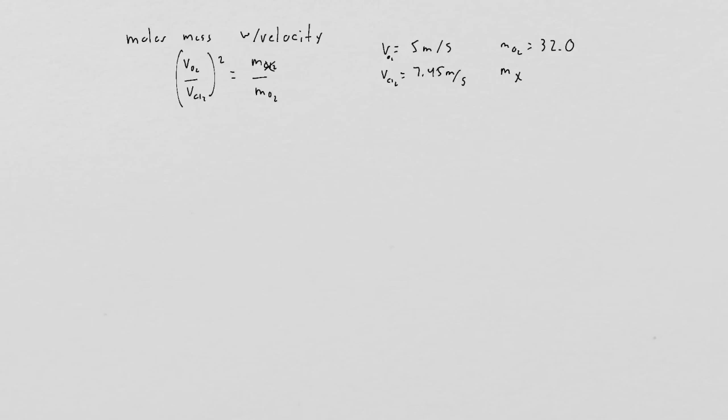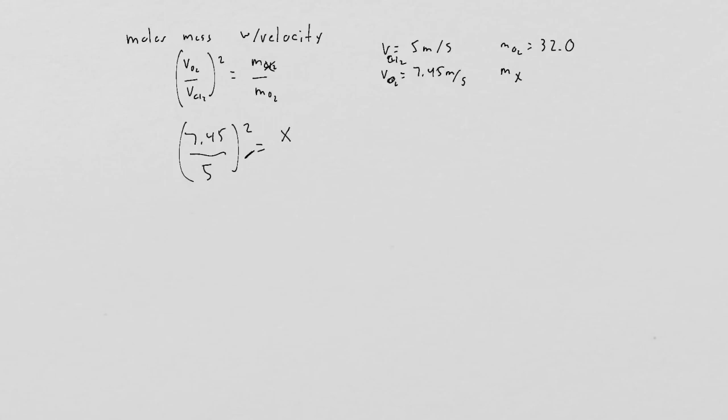Well, all you have to do is really stick the values into the equation. So I'm going to put the speed that the oxygen is traveling, and the chlorine is traveling at 5 meters per second, because the oxygen travels faster. So I'm going to put the oxygen on the top, so I put the 7.45, and I don't need the units because they're going to cancel out anyway because they're in a ratio. So I really have 7.45 over 5, I'm going to square that, and that's going to be equal to the X, which is the chlorine.